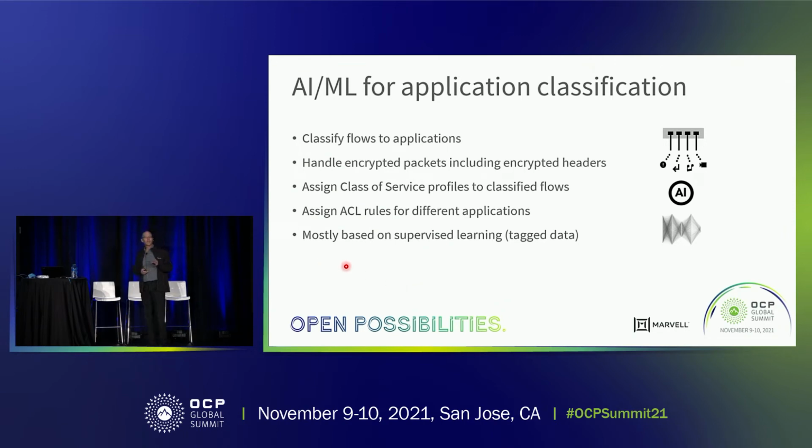So let's list a few use cases for machine learning. The first use case is called application classification. It's the ability to classify flows into their application just by looking at their traffic patterns. So it can work also on encrypted flows. Once you classify the application, you can assign class of service to the packet. You can drop flows which are not allowed for applications that are not allowed. And those types of algorithms usually use supervised learning, where you need to tag each one of the applications that you want to later classify.